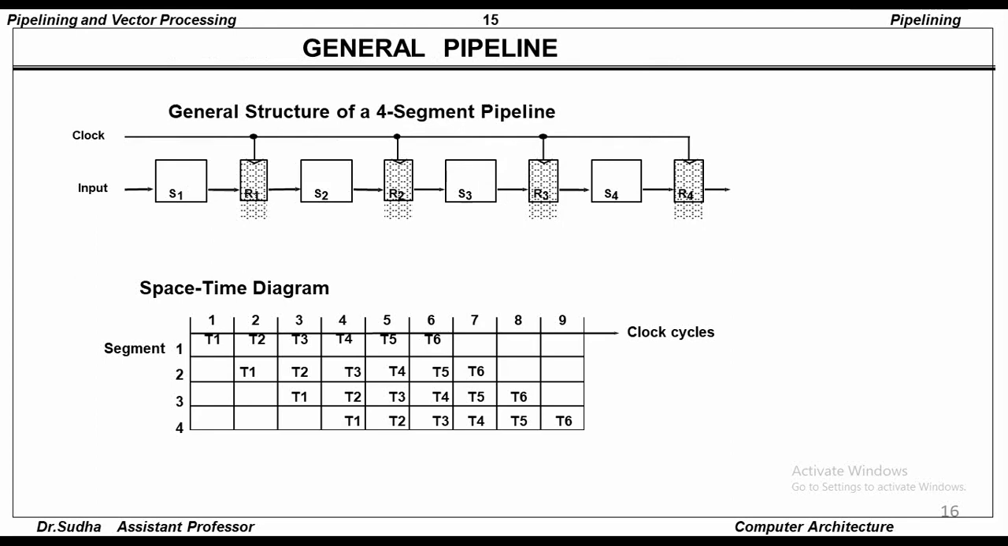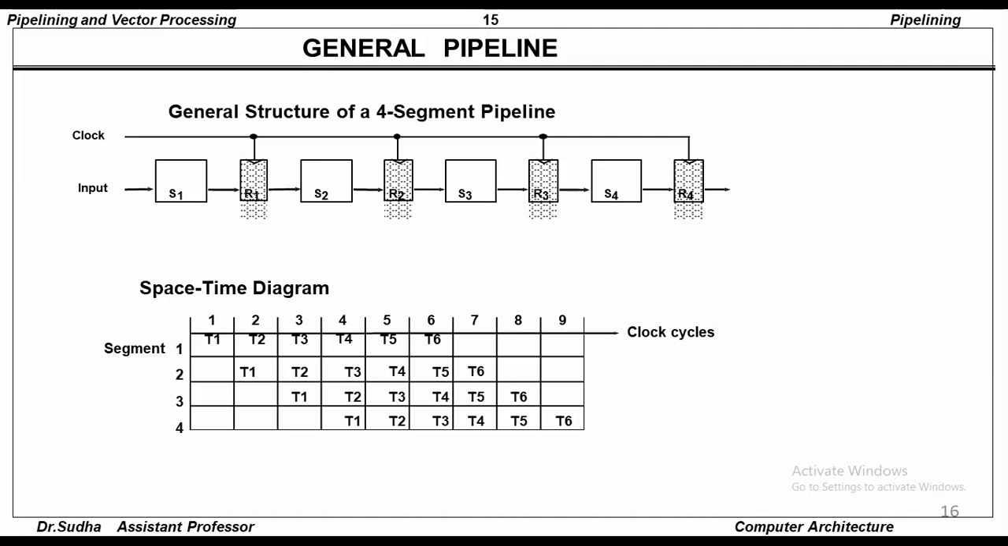The general pipeline instructions: the general structure of a 4-segment pipeline using the clock cycle, with input, segments 1, 2, 3, 4 and registers 1, 2, 3, 4. In the space-time diagram, we are shown time 1, 2, 3, 4, 5, 6. The segments are stored and the cycling will be repeated. Same process for the cycling: R1, R2, R3, R4, R5.